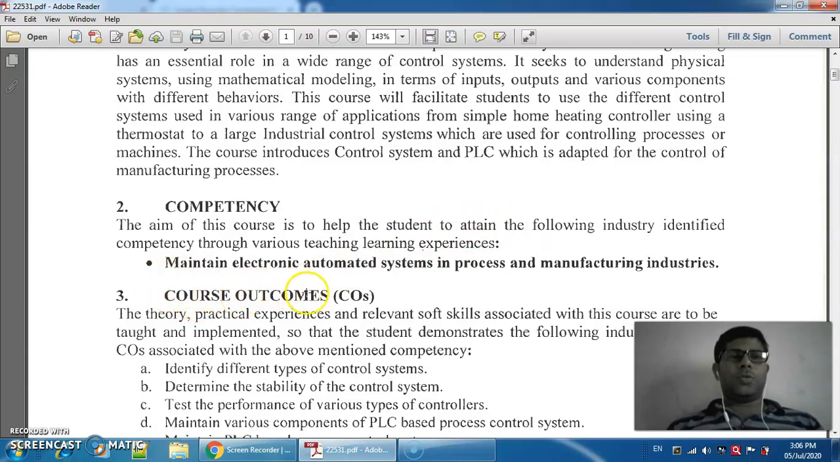The third point is course outcomes. In course outcomes, there are two words: output and outcomes. Everyone knows what an output is, but outcomes is a different word. I will take an example to explain what is meant by outcomes. Outcomes is nothing but the achievement.